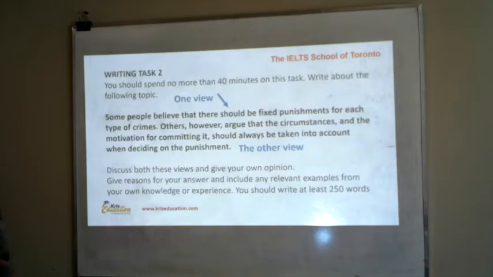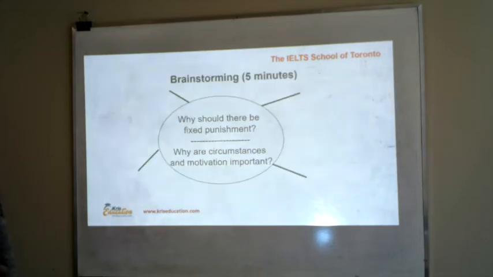And we need to do the same thing with the other statement. The other statement is saying others, however, argue that their circumstances and the motivation for committing a crime should always be taken into account when deciding on the punishment. And after reading this statement, again, you do need to turn it into a question. And the essay question in this case is, why are circumstances and motivation important?